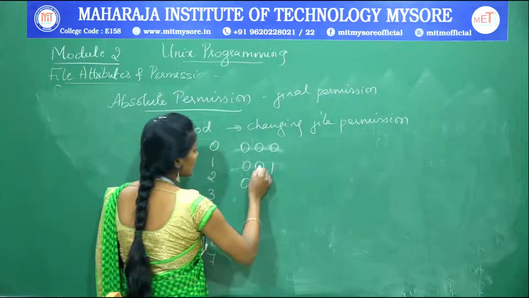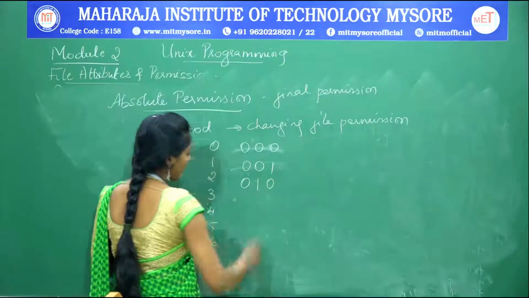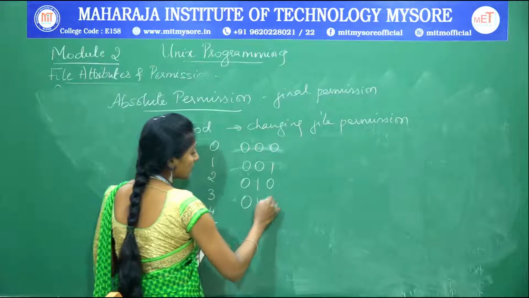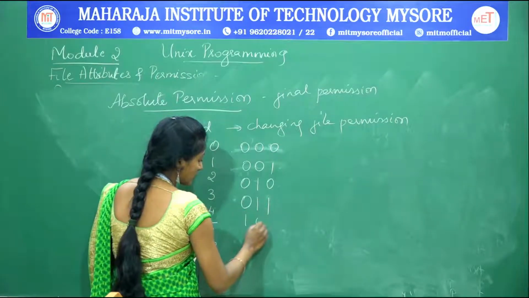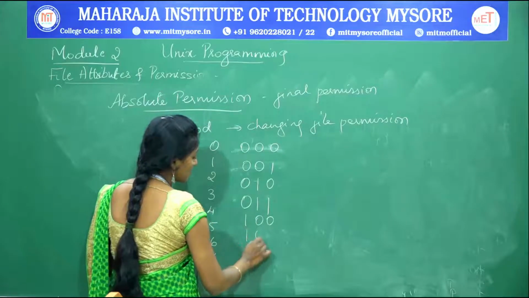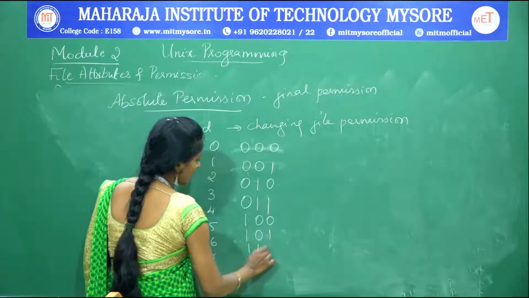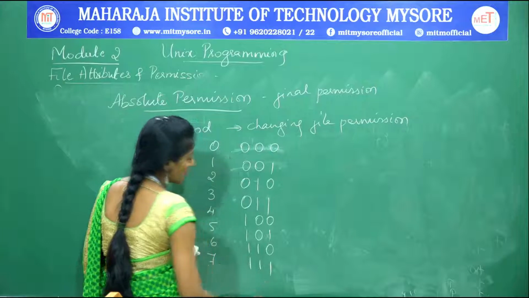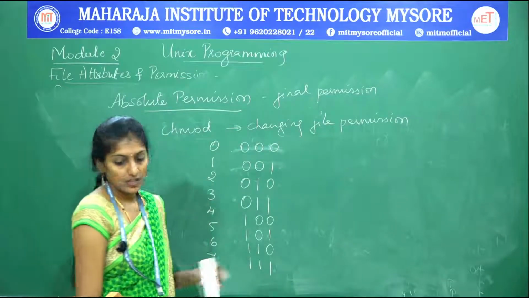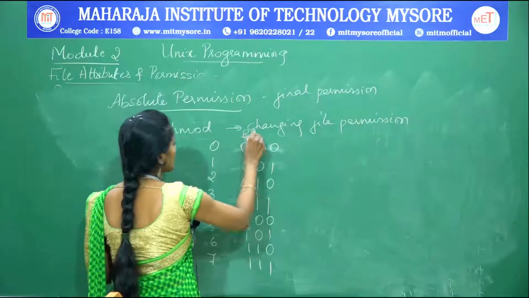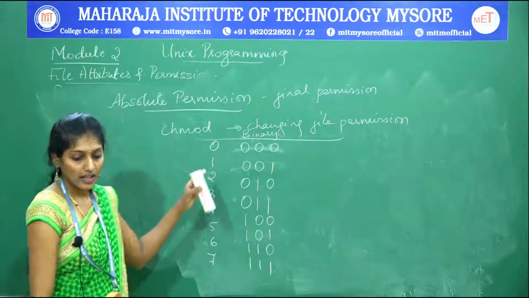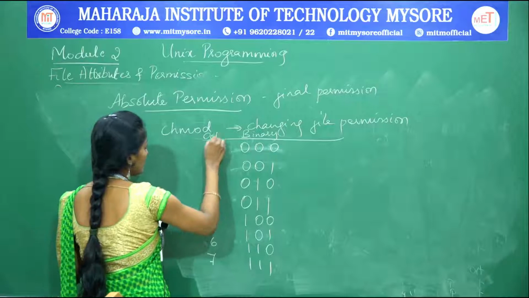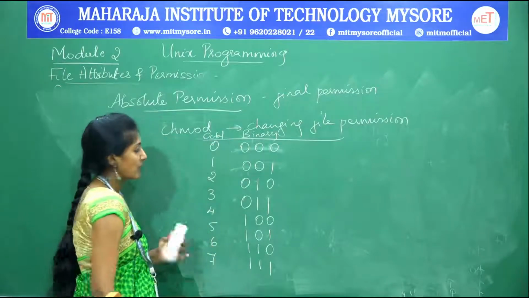For 2, it is 2 power 1, this gets enabled. For 3, it is 2 power 1 plus 2 power 0. For 4, it is 2 power 2, that is 1 0 0. For 5 it is 1 0 1. For 6 it is 1 1 0. For 7 it is 1 1 1. So this is the binary representation, and these are the octal digit values.